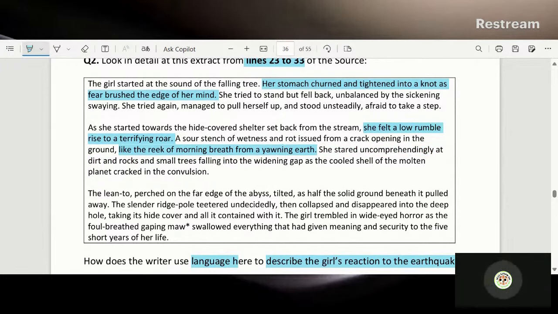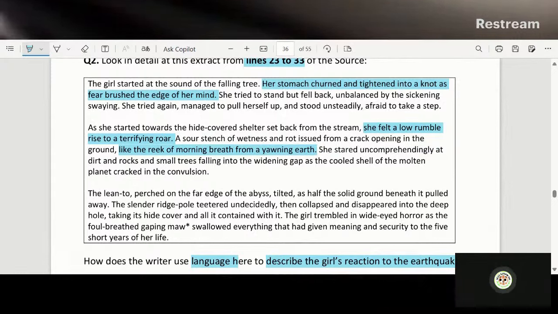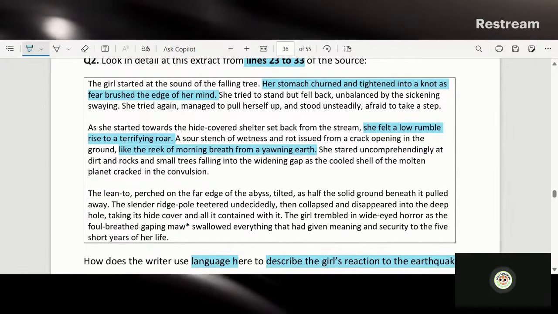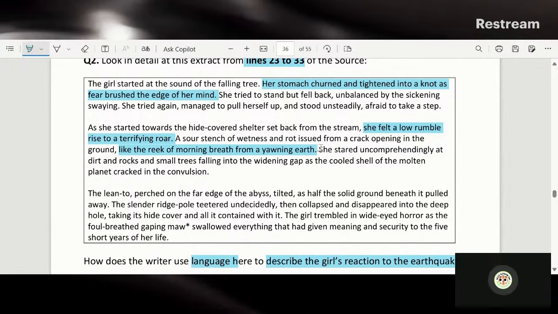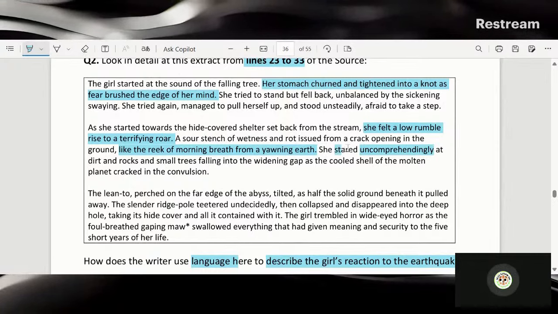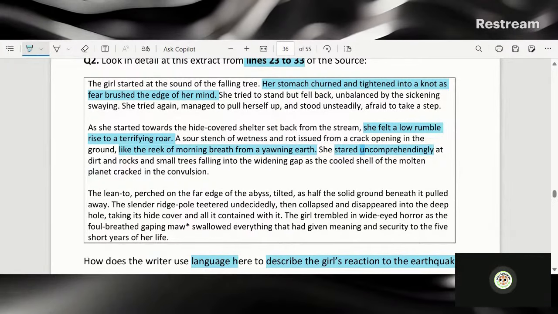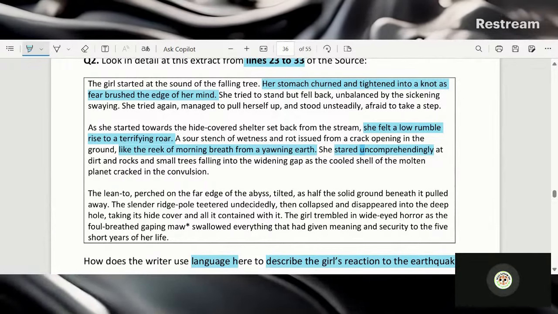But remember, we're focusing on the girl's reaction to the earthquake. So we want to keep that in mind. And therefore, when we see she stared uncomprehendingly, and also the fact that she stared as well, which is an interesting reaction. So it suggests that she's quite confused, she's bewildered. And then let's read on.